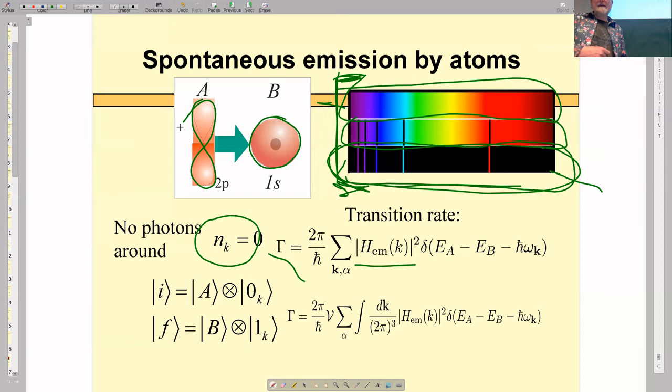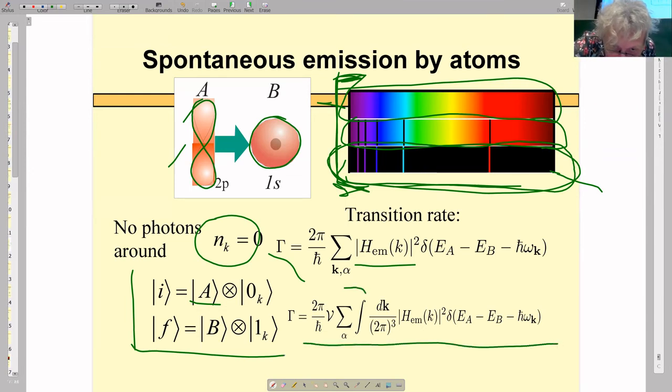All right, so what about initial and final states? Initial state, excited state, and no photons in any state, and then the final state with index k means that a photon with momentum k has been emitted. And we sum up, and I have already replaced summation by integration. I told you that it's necessary to have sensible answers from Fermi's Golden Rule. We assume continuous spectrum of photons.